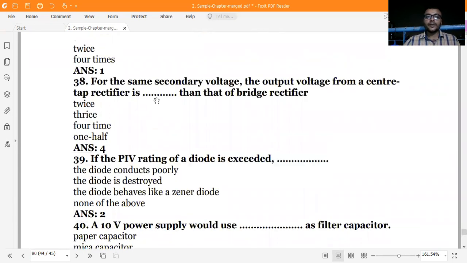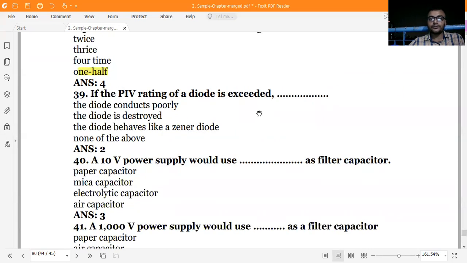Next one, for the same secondary voltage, the output voltage from a center tap rectifier is half that of the bridge rectifier. So one half will be there. If the PI rating of a diode is exceeded, then the diode will be destroyed. And so here option B will be the right option.